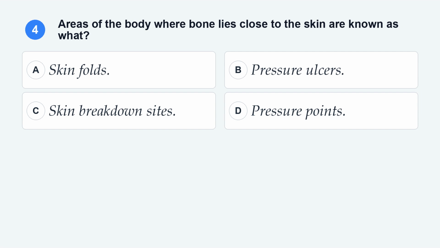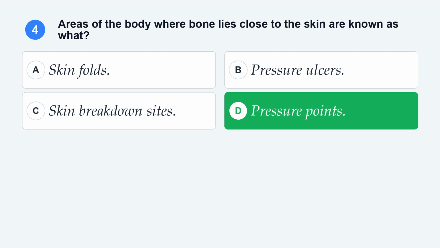Question 4. Areas of the body where bone lies close to the skin are known as what? Option A. Skin folds. Option B. Pressure ulcers. Option C. Skin breakdown sites. Option D. Pressure points.